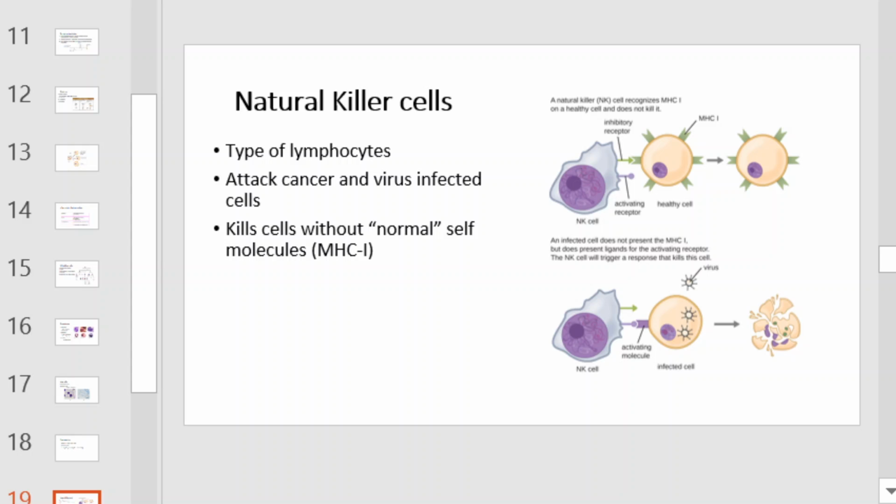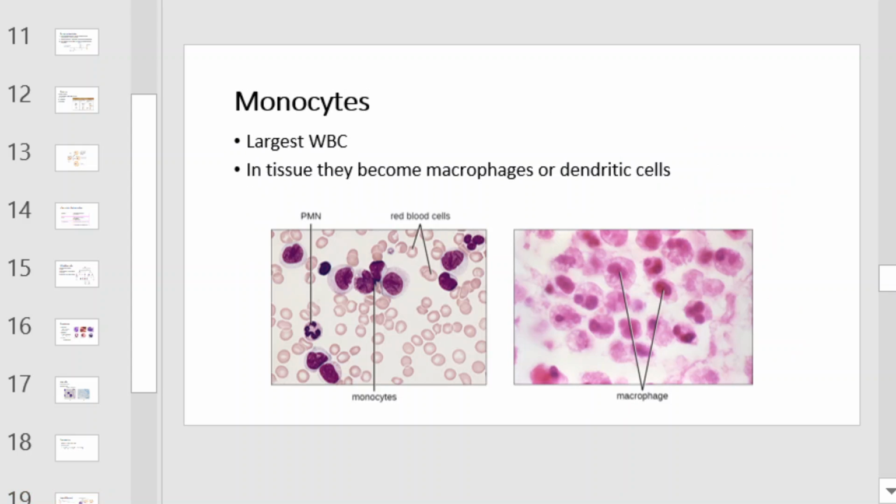This is an illustration of the mode of action of a natural killer cell. These are a type of lymphocyte. They can attack cancer and virus-infected cells. Ultimately, their job is to kill cells without normal self-molecules or antigens that identify the cell as belonging to you. Monocytes are the largest white blood cells. In tissue, they become macrophages or dendritic cells and are illustrated here.